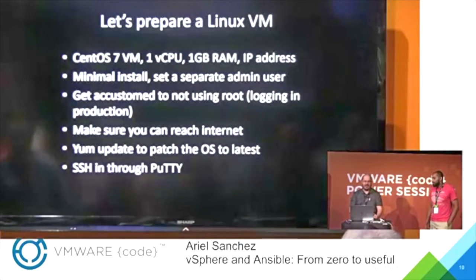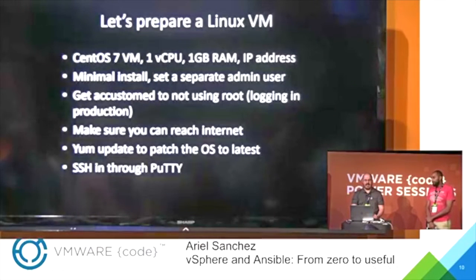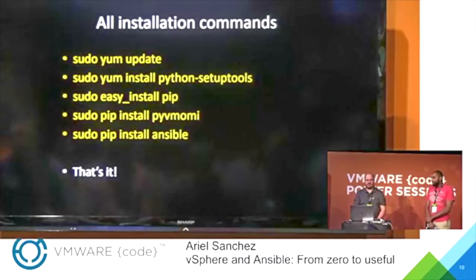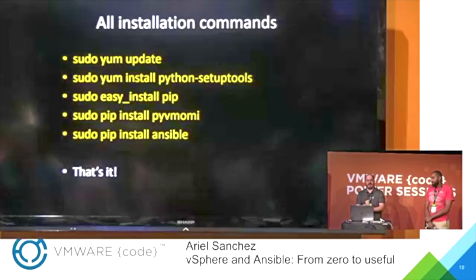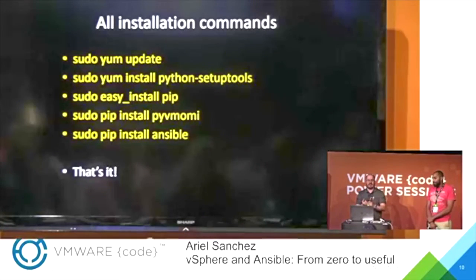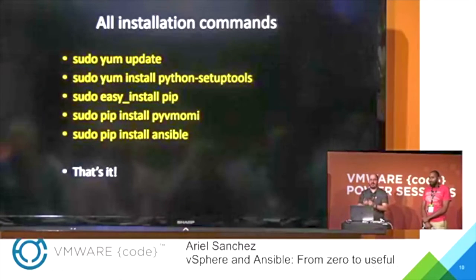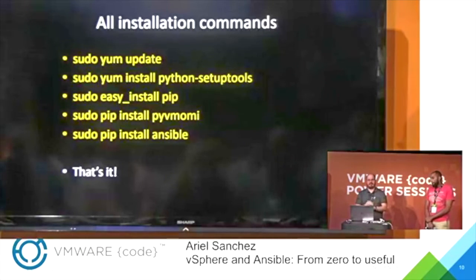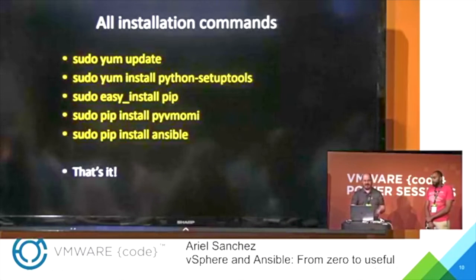We're going to have a little Linux VM, minimal install. We set a separate admin user, and make sure you can reach the internet, patch the OS, SSH in, and these are all the installation commands you need. Install Python setup tools so you can have pip, easy install pip, right? And then with pip, you're going to install pyvmomi, which is what is used a lot to interface in Python to the Python SDK for VMware, and then install Ansible. That's it. You can literally do this within 5 minutes of having that VM up.